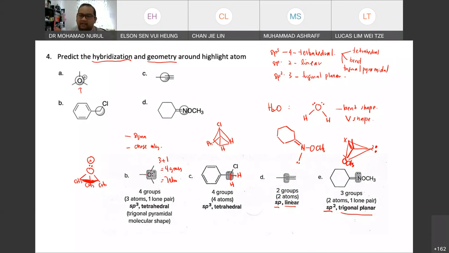Can you imagine, during your studies, a sigma bond is formed like this, head to head, and a pi bond is side to side.